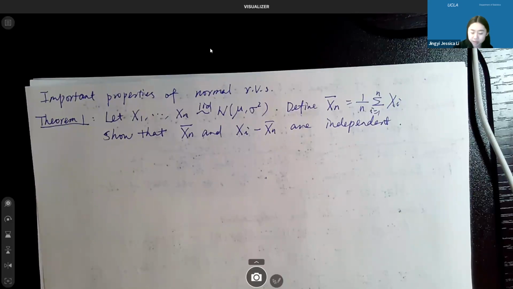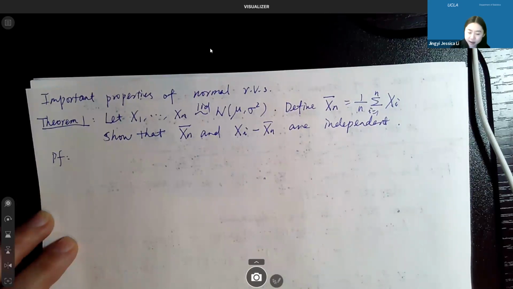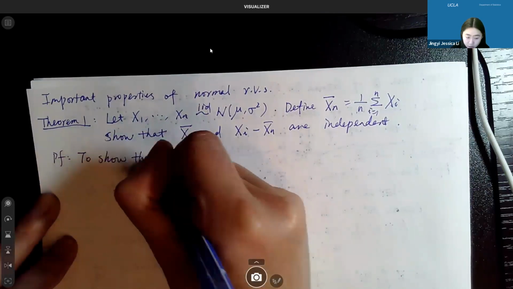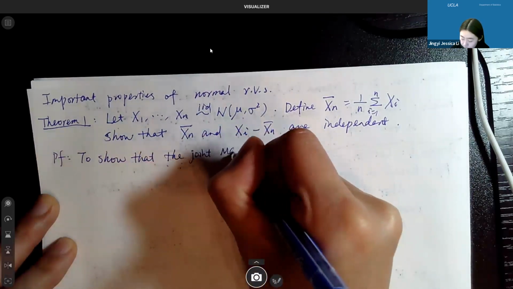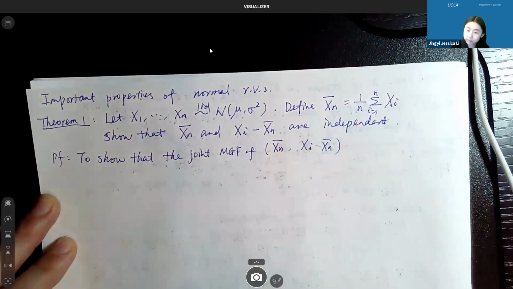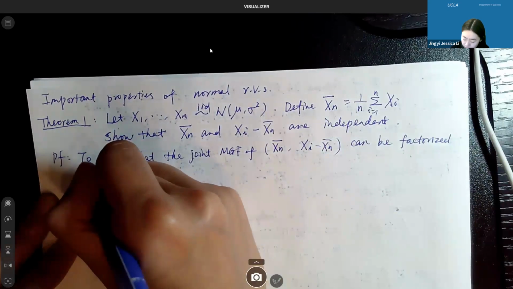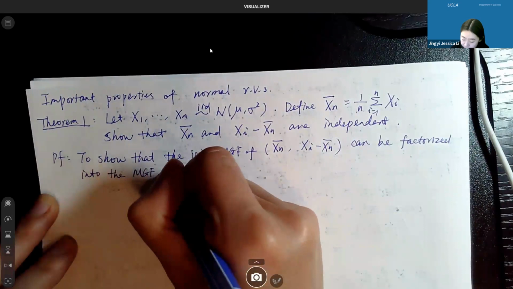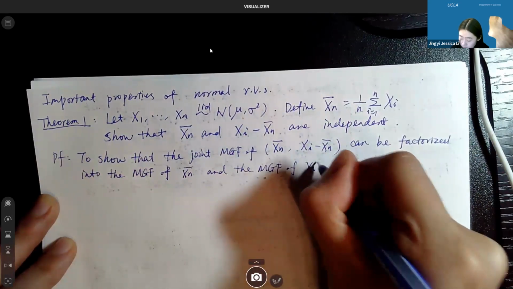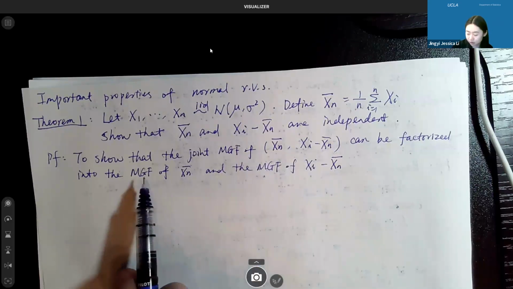Okay, so that's the intuition, but this intuition doesn't mean we can prove it. To prove it, we will need a tool, and the tool we will use is the Mgf, something I mentioned last time. So we're going to show that the joint Mgf of these two variables together, X_n bar and X_i minus X_n bar, can be factorized into the Mgf of X_n bar and the Mgf of X_i minus X_n bar. By factorize, we mean it is the product of those two.